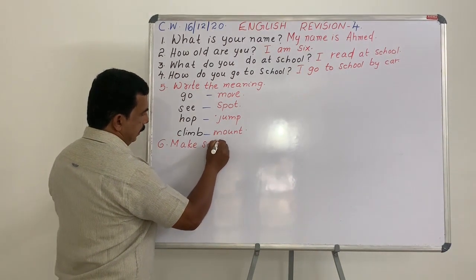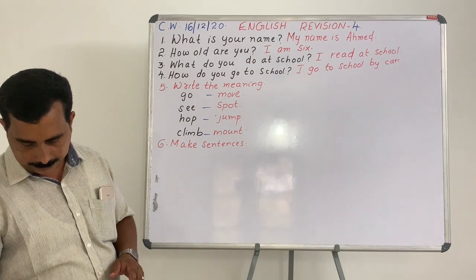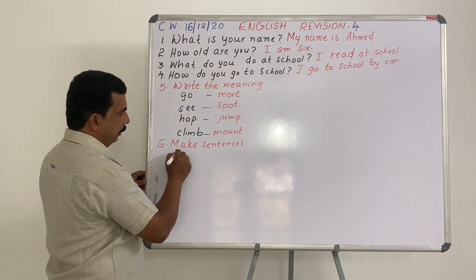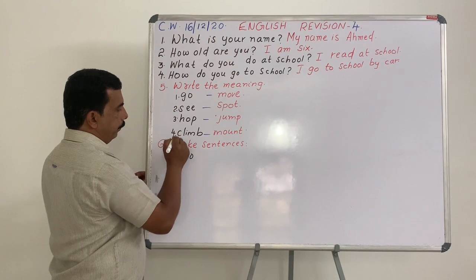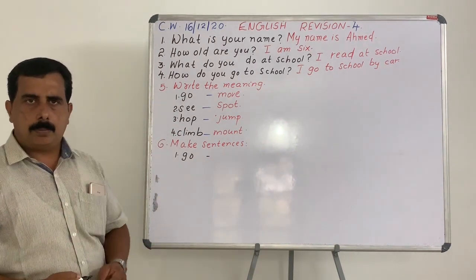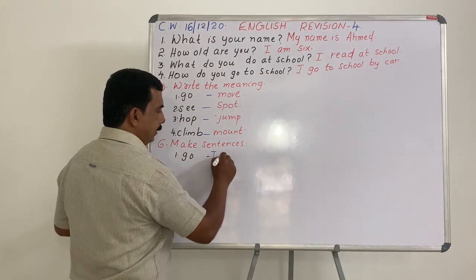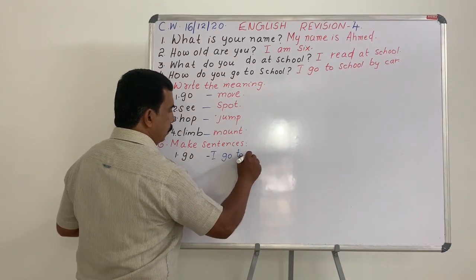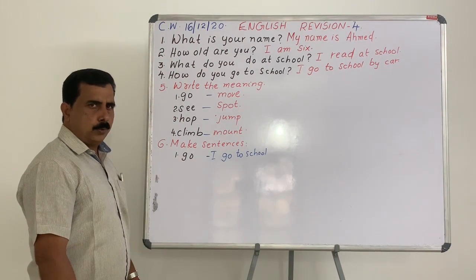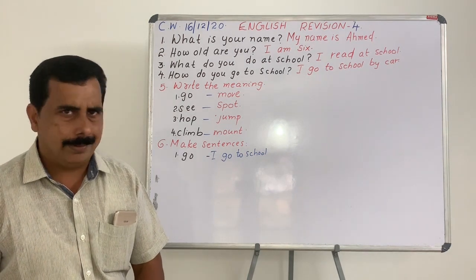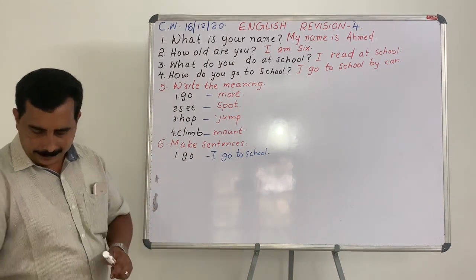Make sentences, your own sentence. Okay, you can make your own sentence. Number 1, go. Here also we can put numbers 1, 2, 3, 4. Okay, go. Normally you say what? Just now we had the same answer. I go to school. Simply write small answers, enough. I go to school how? By bus, by car. I go to school in the morning. I go to school in the evening. Is anybody going to school in the evening? No. I go to school. Yeah, enough. We need small ones, to help you.